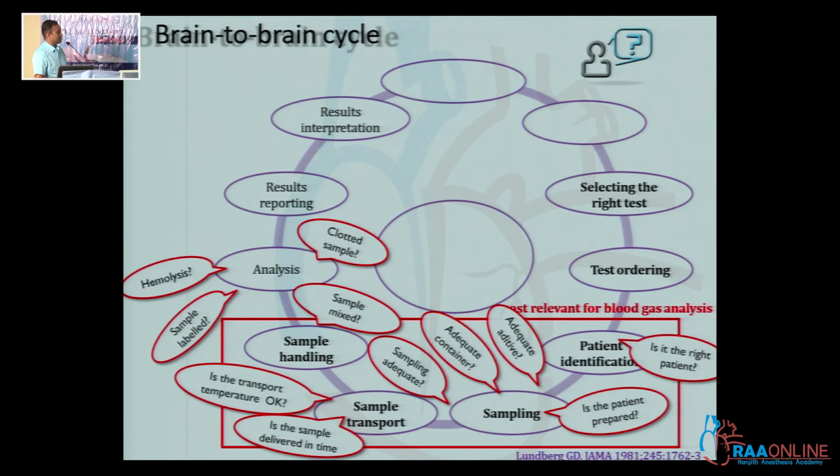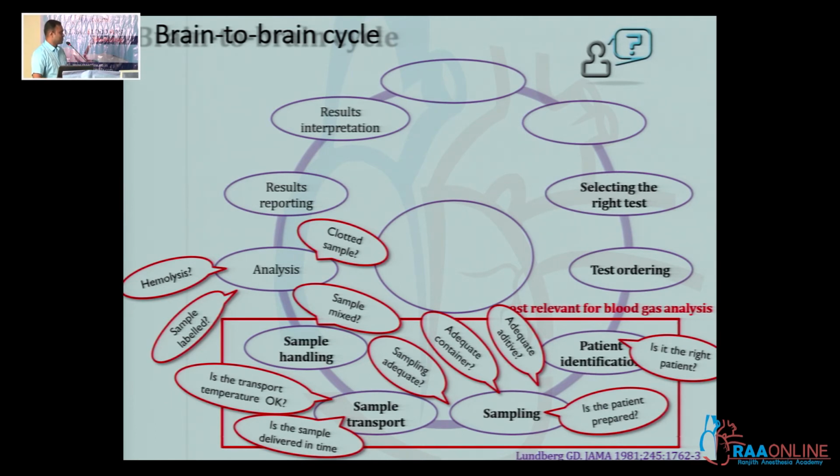Okay, I have done the sampling. How are we going to do the transport? Is the sample delivered in time to the lab? What is the adequate timing, whether it's less than 30 minutes or after 30 minutes? And is the transport temperature okay? Most of the time you will be transporting with ice cubes. So whether you are going to use ice cubes, ice water or cold saline, these are doubts which we'll have.